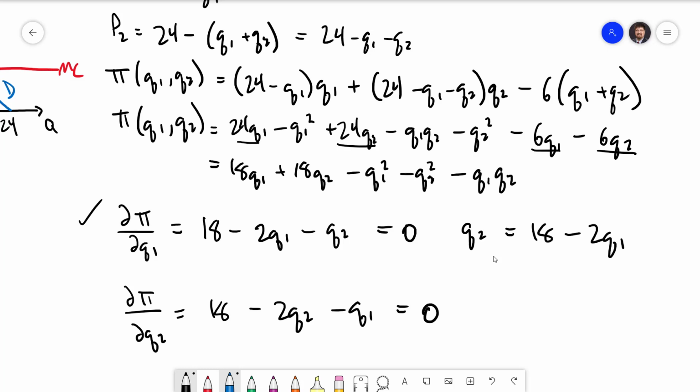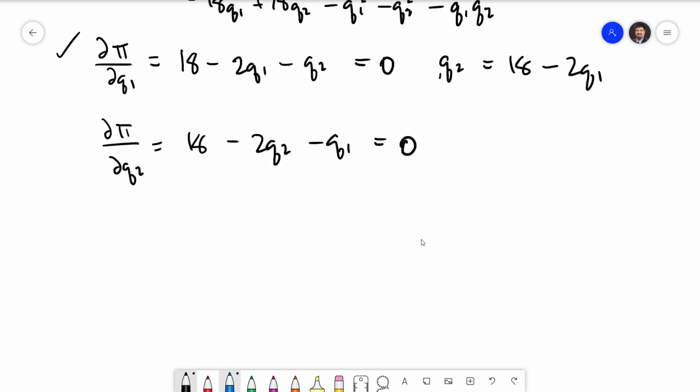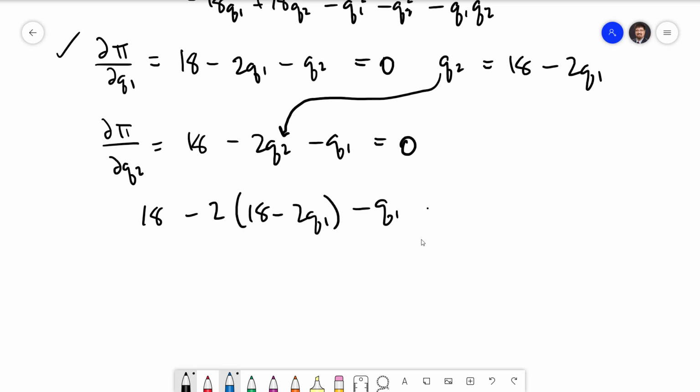You could do this in many different orders. This is just what I've chosen to do here. Next, I'm going to substitute the q2 expression that I just solved for into the second equation. So we're going to get 18 minus 2 times 18 minus 2q1. I've substituted that in. Minus q1 equals 0. Multiply this out. Get 18 minus 36 plus 4q1. Again, be really careful to make sure to apply the negative sign to all of the parts. Minus q1 equals 0.